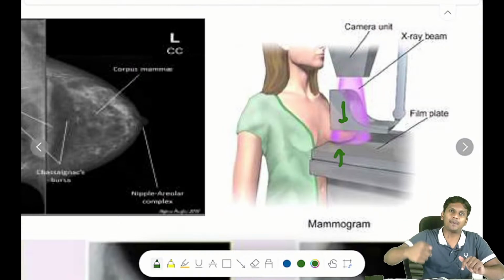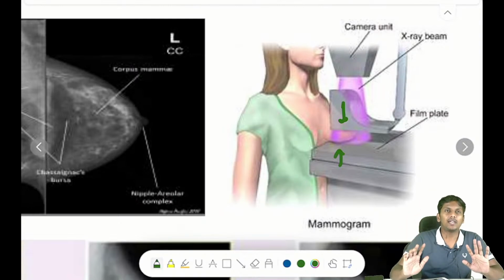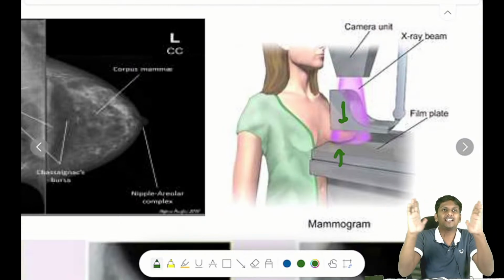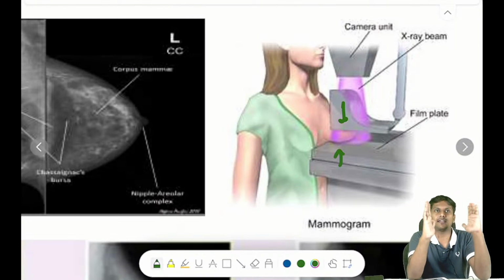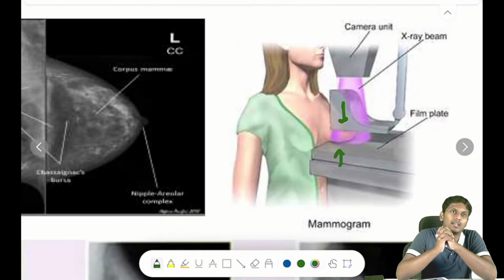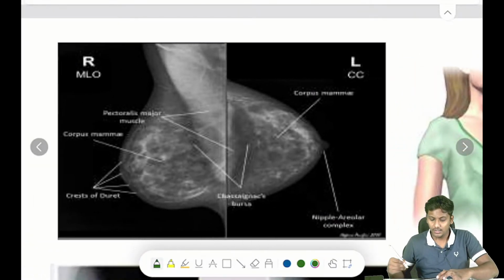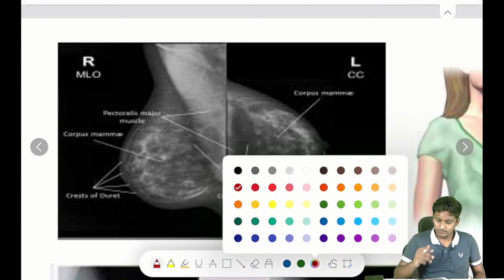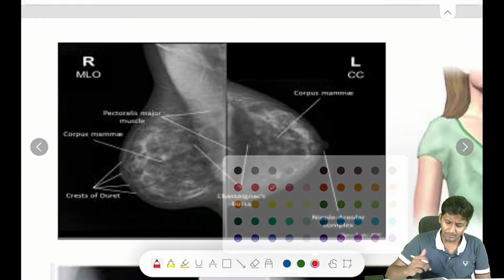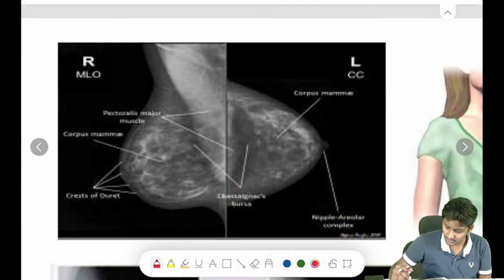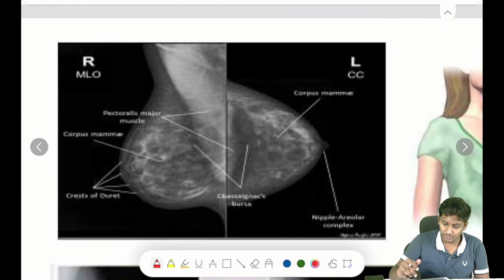Okay, sar se leke pair tak, that is the craniocaudal view. Whereas if the breast is compressed from sideways, if the breast is compressed from the lateral and the medial side, this will be called a mediolateral oblique view. This is how the picture is going to come. This will be the mammogram which you will get. Okay, this is the mammogram that you are going to get definitely.